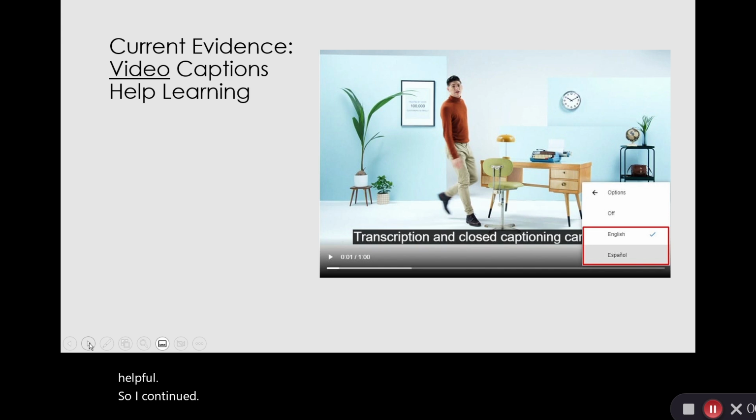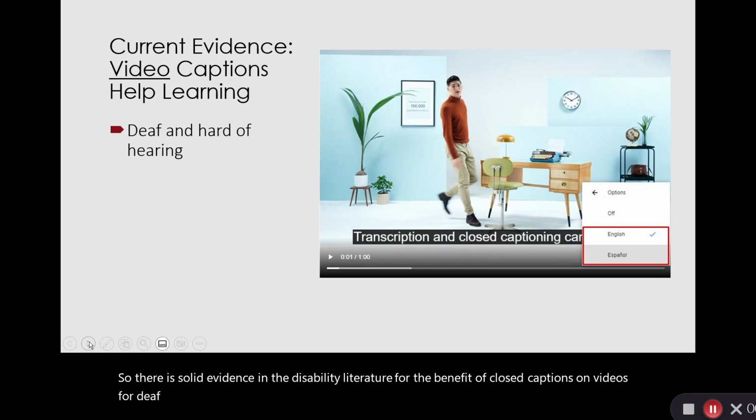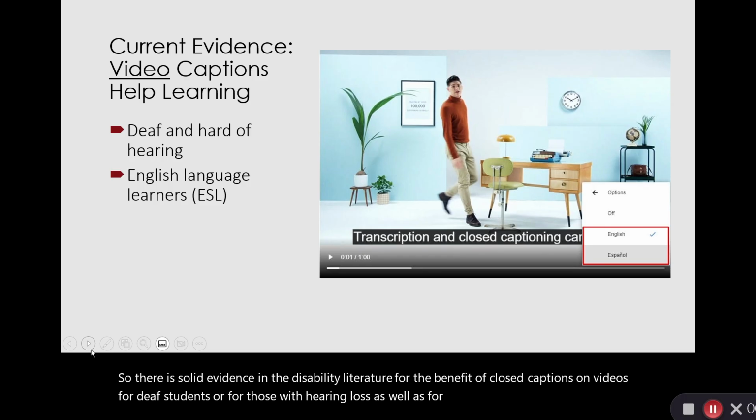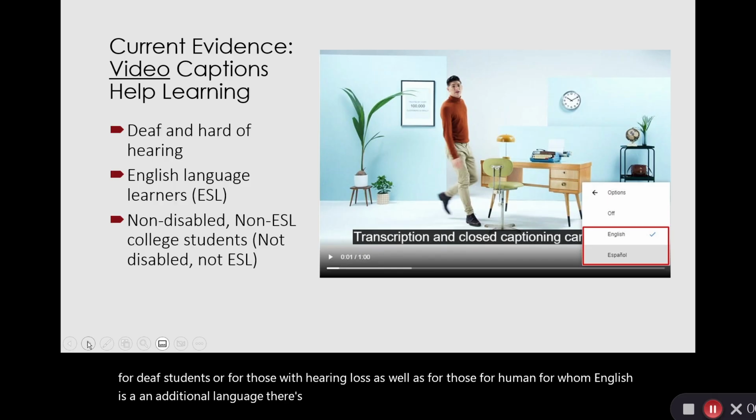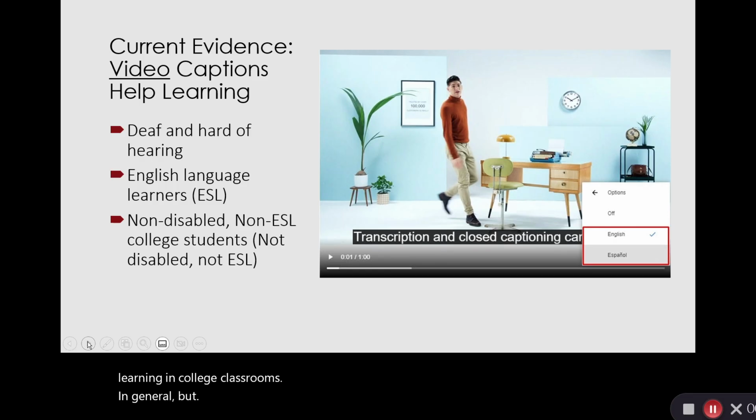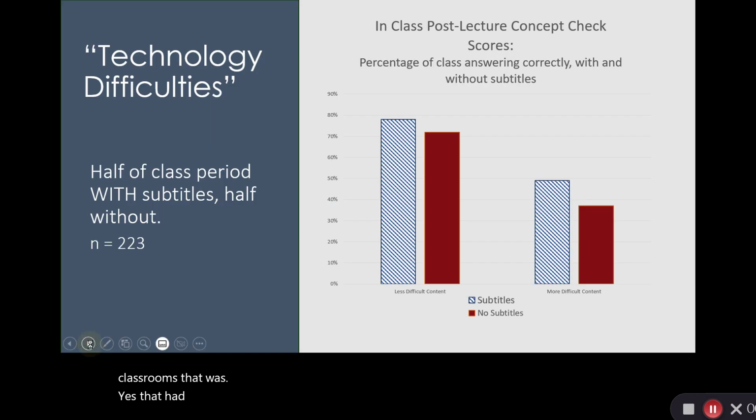So there is solid evidence in the disability literature for the benefit of closed captions on videos for deaf students, or for those with hearing loss, as well as for those for whom English is an additional language. There's also some evidence that video captions are helpful for deep learning in college classrooms in general, but this was all about video captions, and I wasn't able to find anything about live captioning in classrooms that had any substantial evidence.